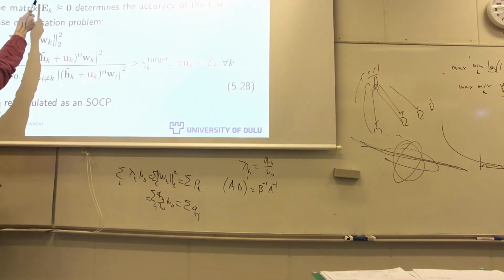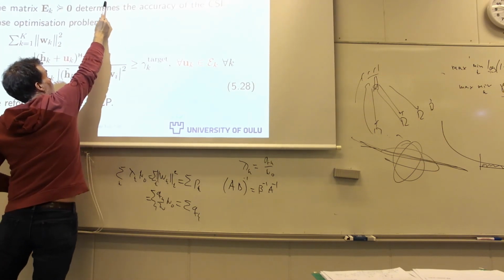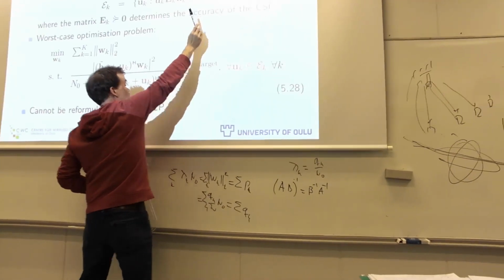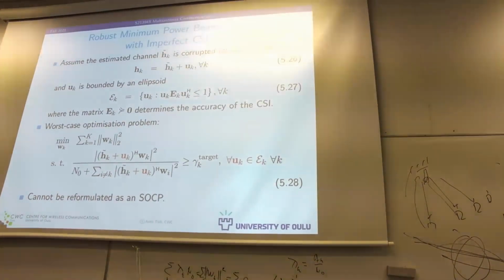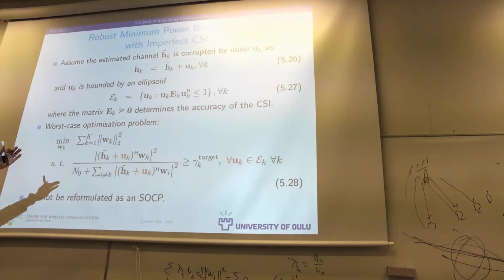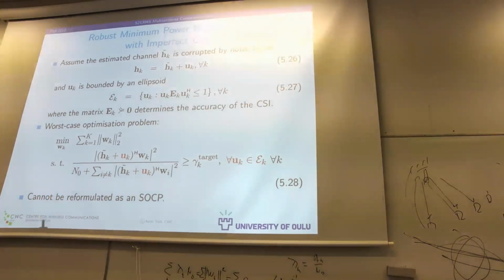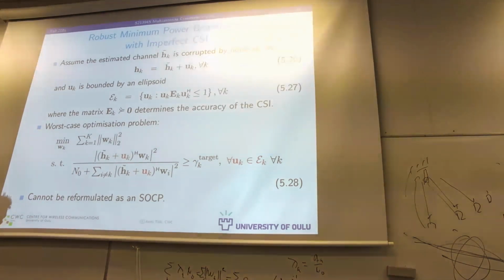And then making these eigenvalues large means that this mu has to be small to satisfy the constraint. Right? So this E can control the accuracy of the feedback. The more feedback bits, the larger the eigenvalues of E, and vice versa. Okay, so that is the worst case optimization problem.